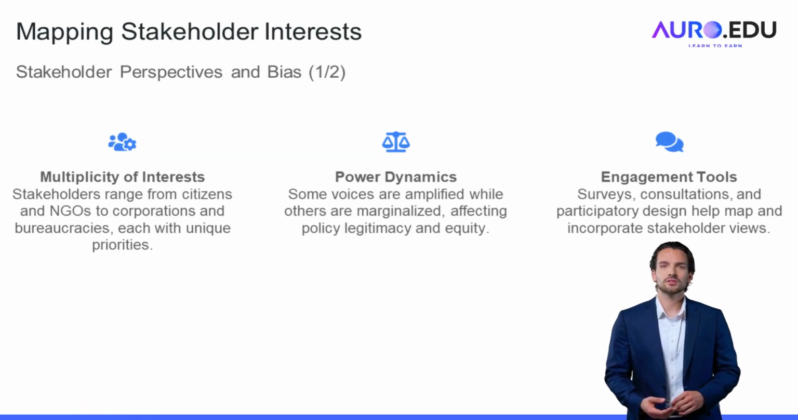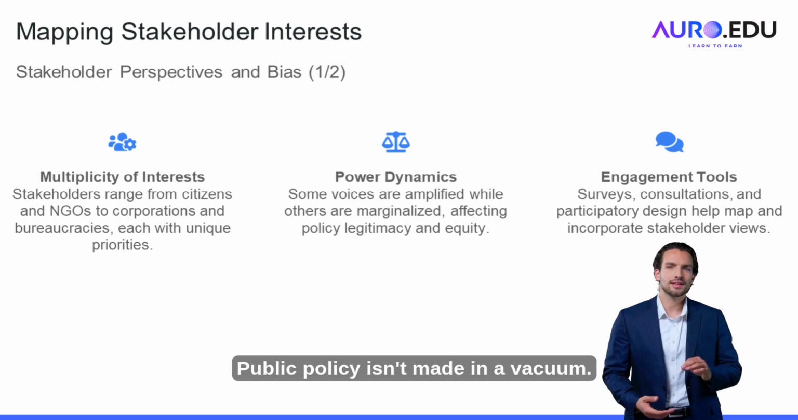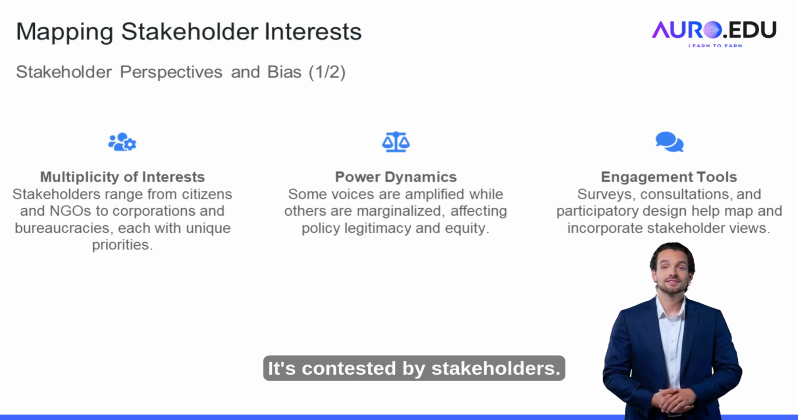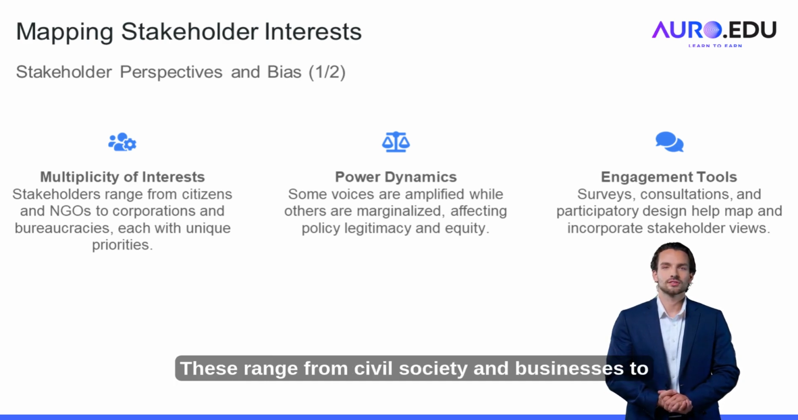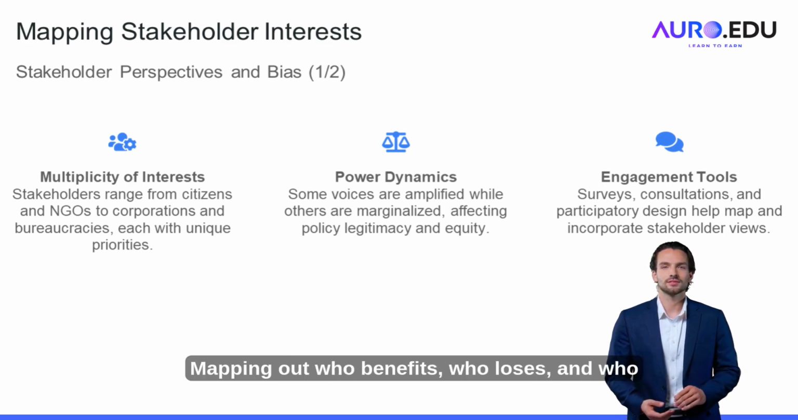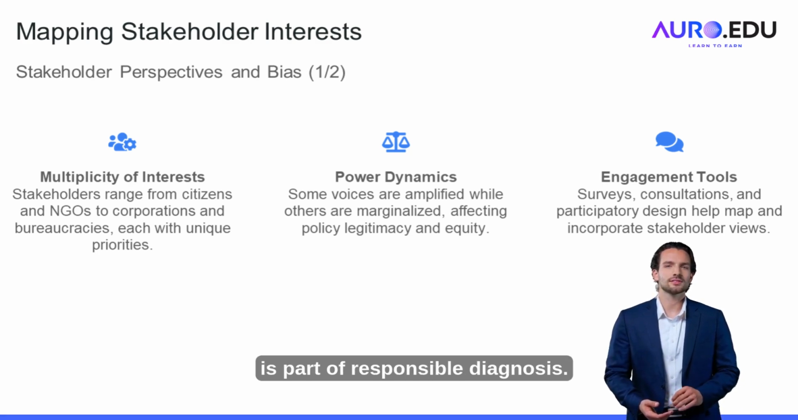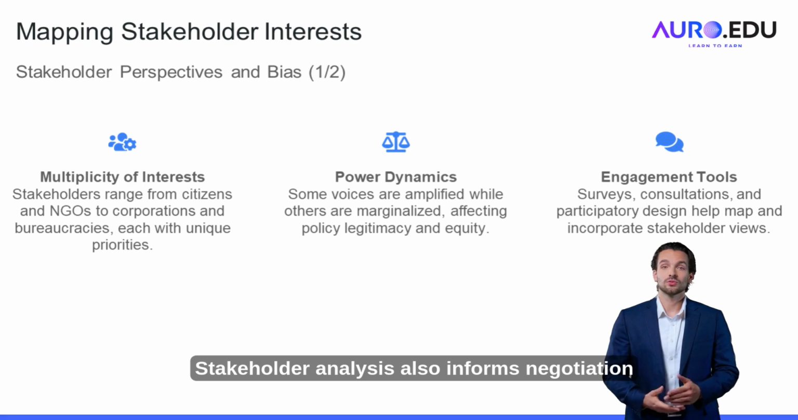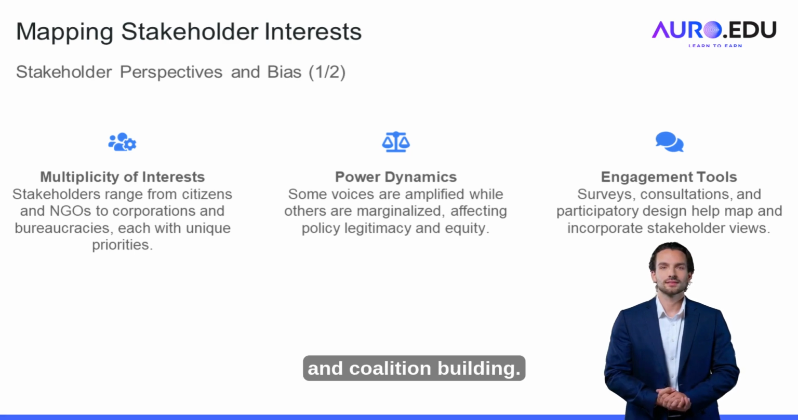Mapping stakeholder interests. Public policy isn't made in a vacuum. It's contested by stakeholders. These range from civil society and businesses to governments and citizens. Mapping out who benefits, who loses, and who influences helps clarify hidden dynamics. Recognizing power imbalances, who speaks loudly and who remains unheard, is part of responsible diagnosis. Stakeholder analysis also informs negotiation and coalition building.